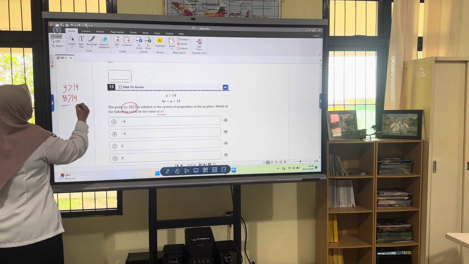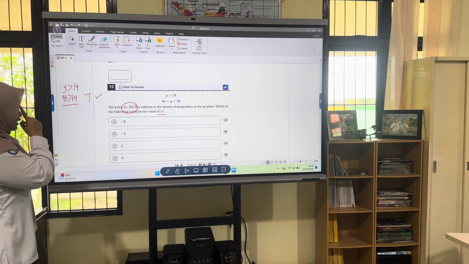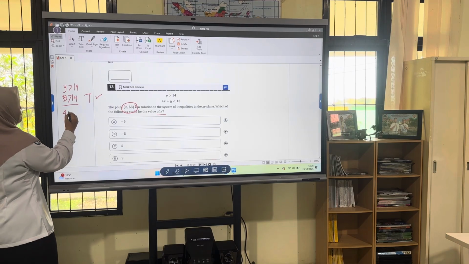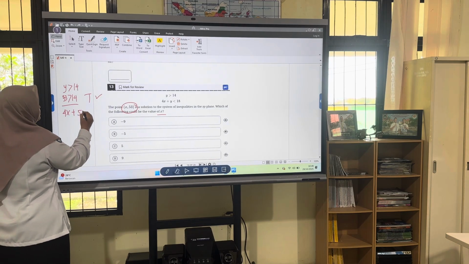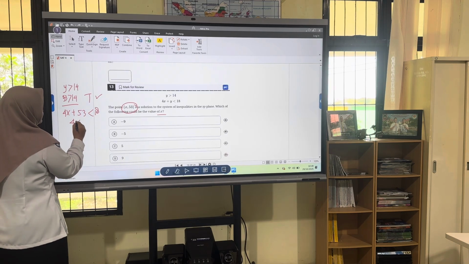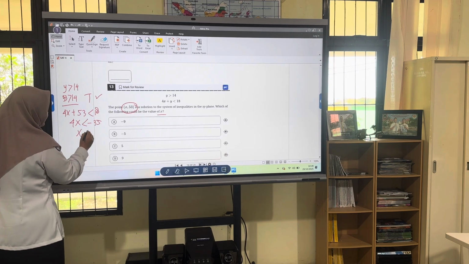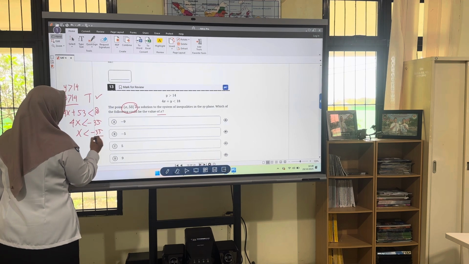Is it true? Yes, this one is true. So you can continue for the second. For the second, you have 4x + 53 less than 18. So you will get 4x less than minus 35.